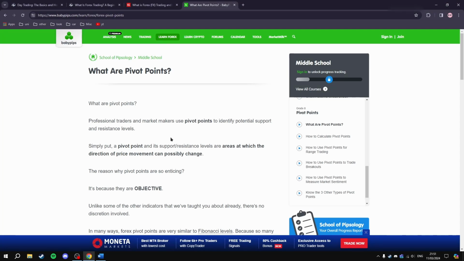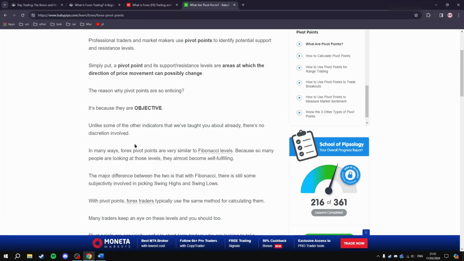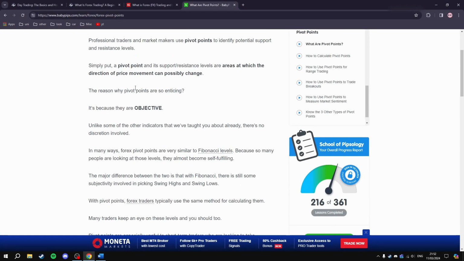What are pivot points? Professional traders and market makers use pivot points to identify potential support and resistance levels. Simply put, a pivot point and its support and resistance levels are areas at which the direction of price movement can possibly change.